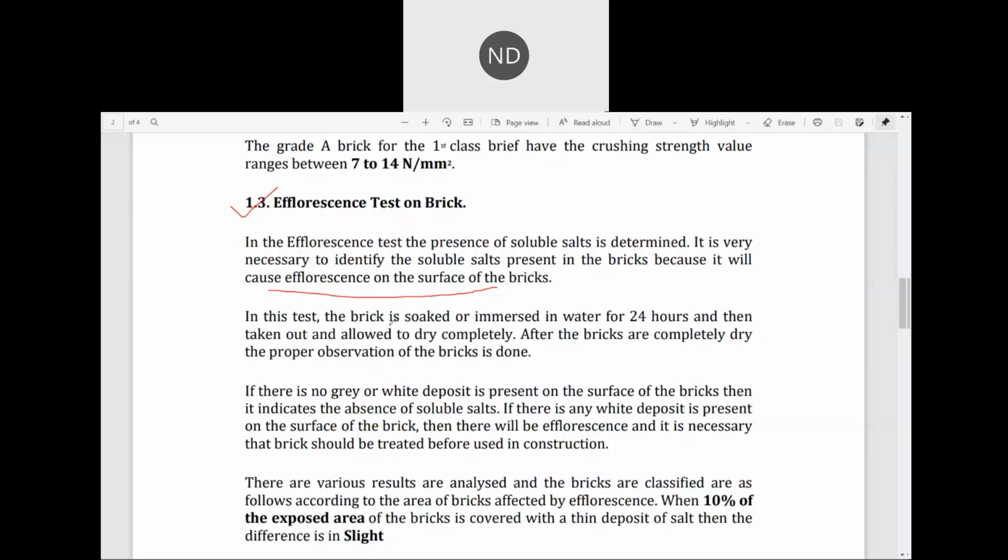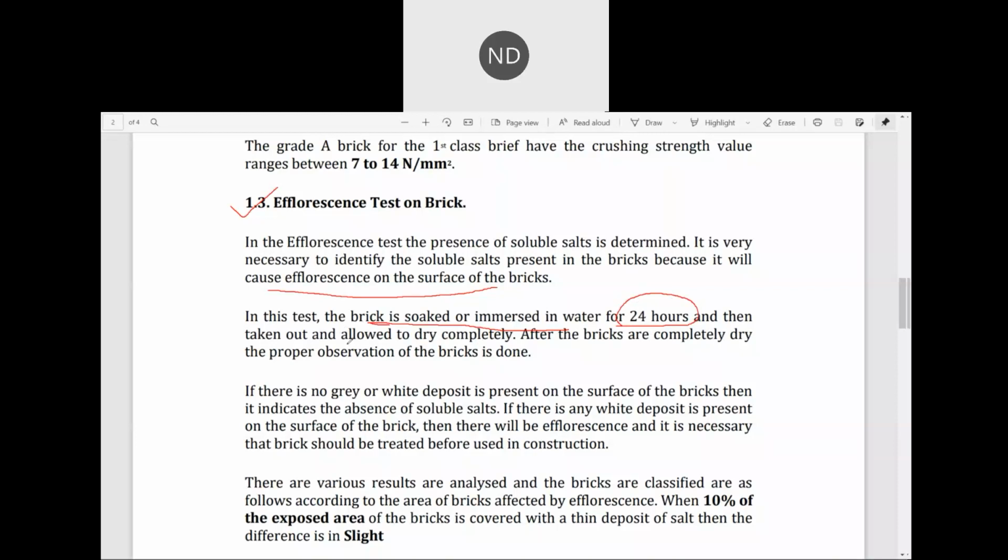In this test, the brick is soaked or immersed in water for 24 hours, like we did in the absorption test. These two can be done together also. From the water absorption test we got, after 24 hours of soaking, what percentage of water your brick is absorbing. After that, with the same brick we can do the efflorescence test also. When we immerse the brick for 24 hours, these bricks are then taken out and allowed to dry completely.